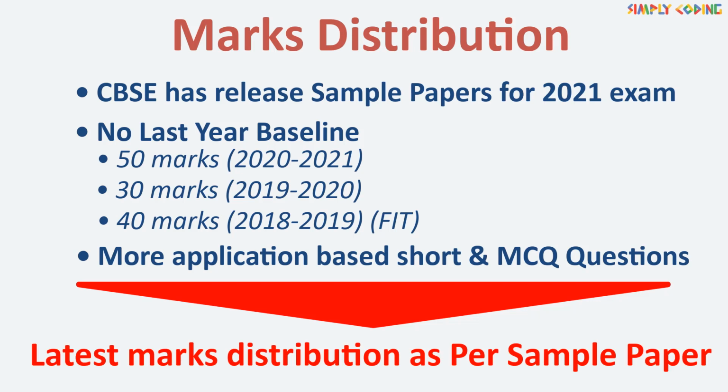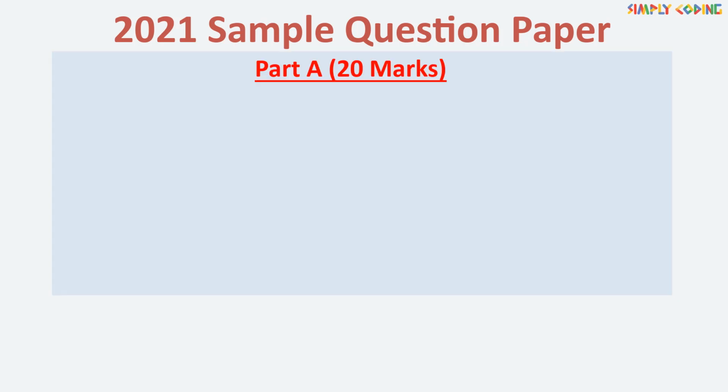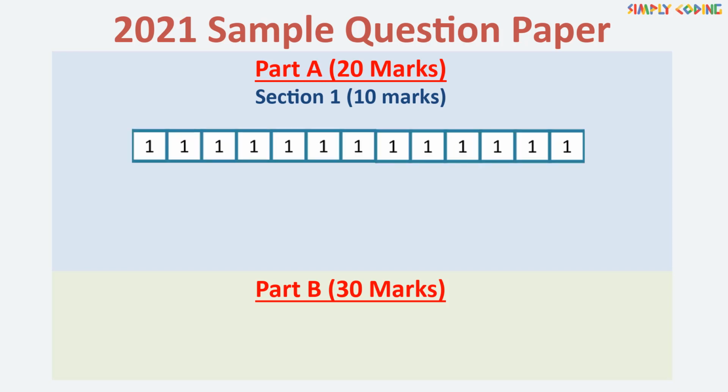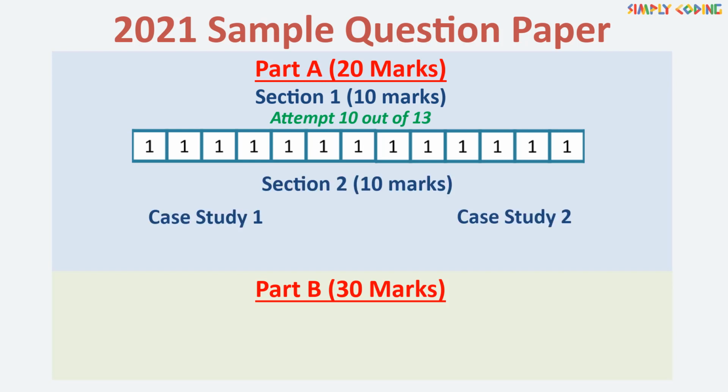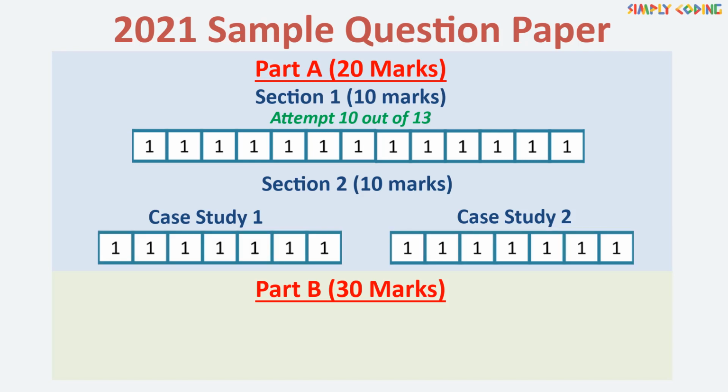But let's take a look at marks distribution as per this year's sample paper. The sample paper is divided into two parts, part A of 20 marks and part B of 30 marks. Part A has two sections. Section 1 is of 10 marks and has 13 short questions of 1 mark each, out of which you have to attempt 10 questions. Section 2 has two case studies. Each has 7 questions of 1 mark each and you have to attempt any 5.